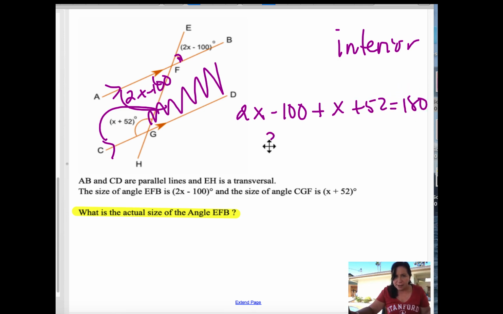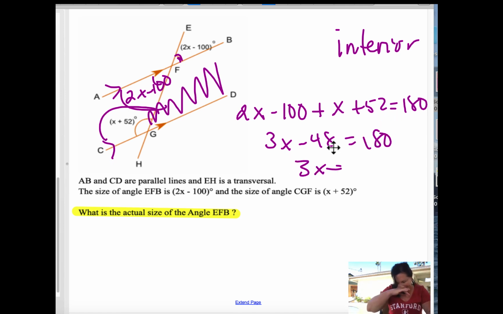So what is that? 3x, and then I've got negative 100 plus 52 is negative 48, and that equals 180. I'm going to add 48 to both sides. So I'm going to go 180 plus 48, and I get 228. And then to get x by itself, I'm going to take 228 and divide by 3, and now I get x is equal to 76.